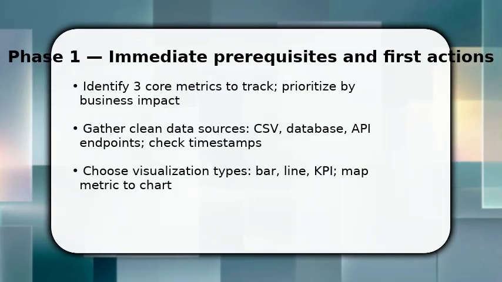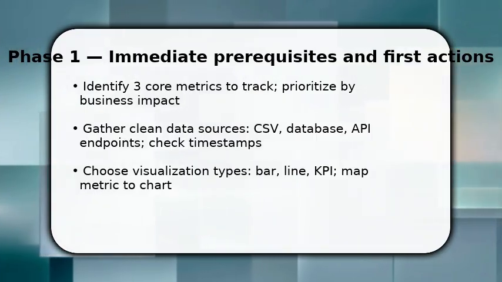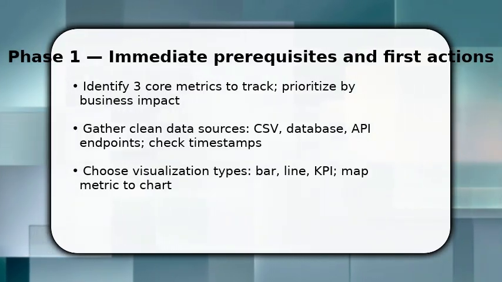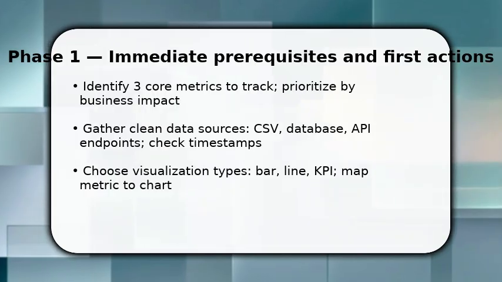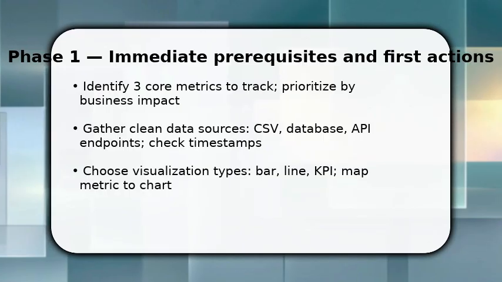You begin by locking in prerequisites: clean data, defined goals, and chosen visual types. Once you have 3 core metrics, connect your data sources and validate timestamps and formats. Then, create basic chart placeholders: KPI cards, a line trend, and a comparative bar.